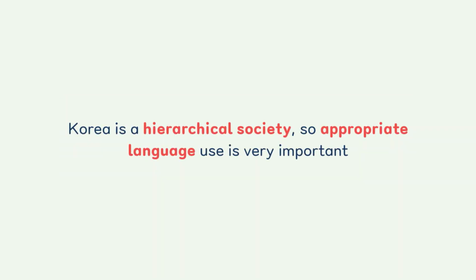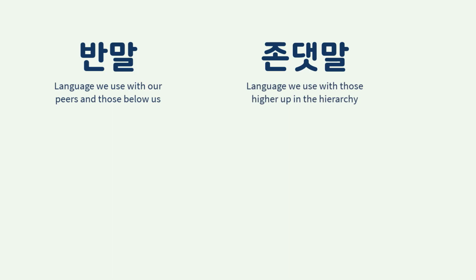Now, as we have learned in the previous unit, because Korea is a hierarchical society, it's very important that we use appropriate language when we speak to people in different levels of hierarchy. In the previous unit, we learned that Korean language can be categorized into 반말 and 존댓말. 반말 is the language we use when we talk to our peers, and 존댓말 is the language we use when we talk to those with seniority.